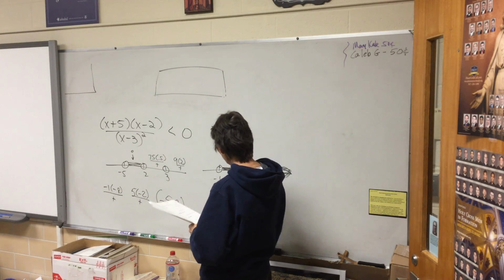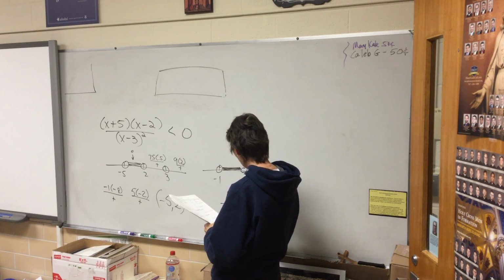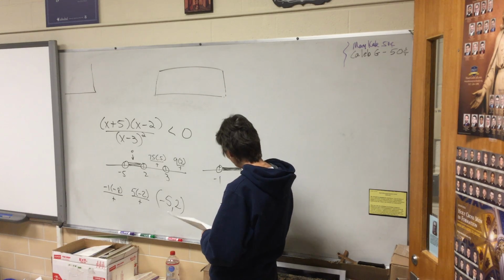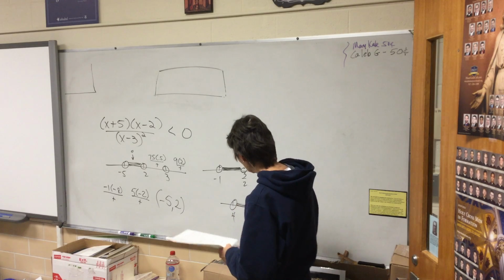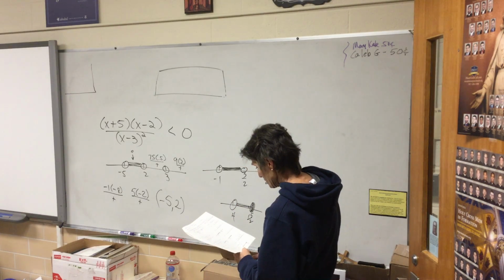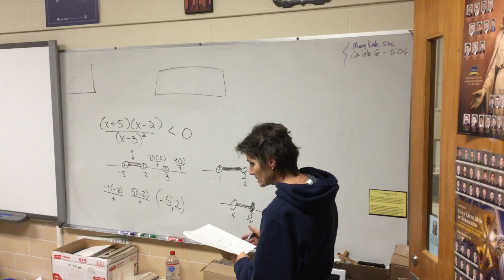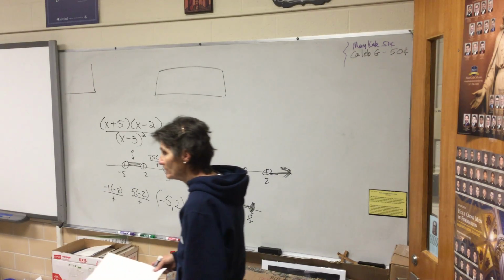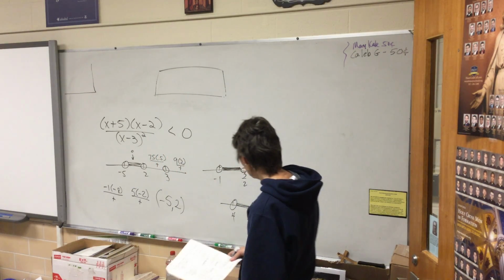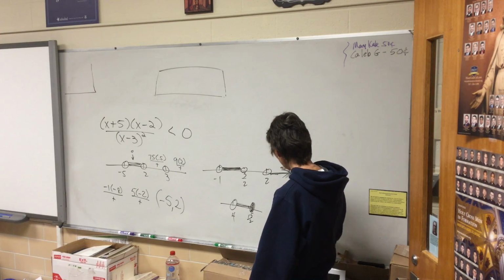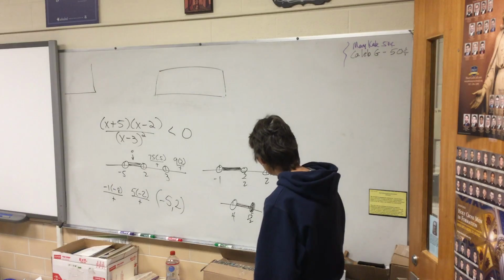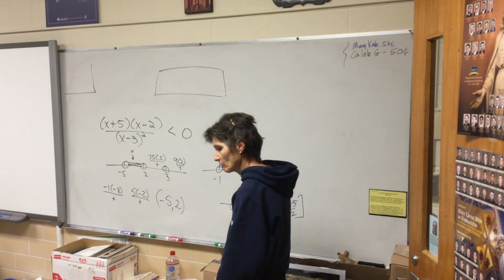So it is from 4 to 15 halves, and the 4 is open, but the 15 halves is closed, right? Because denominator dots are open, so the 4 is open, and then your answer is just that little section. So a bracket at 15 halves and an open interval at 4.